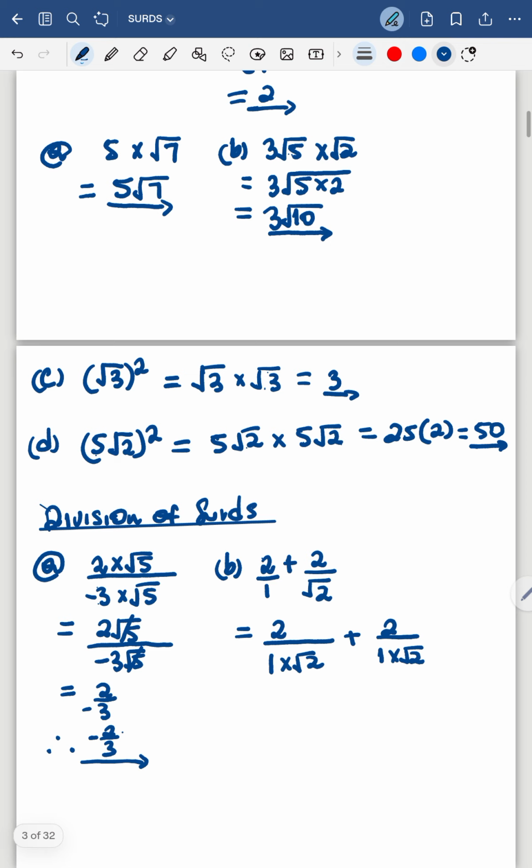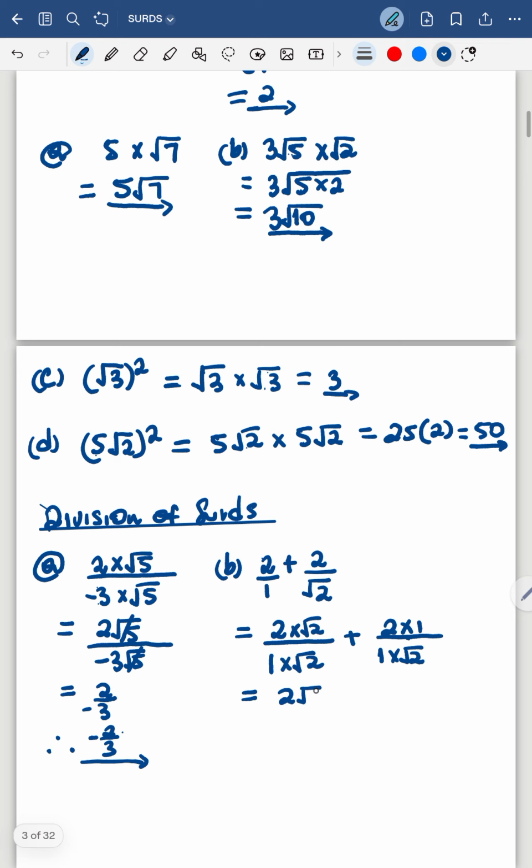But what you did on the denominator, you must do on the numerator. So I multiply by root 2 here, then I will multiply by root 2 here. Then here again on the numerator, I multiply by 1, because on the denominator I multiplied by 1 so that the denominators can be the same.